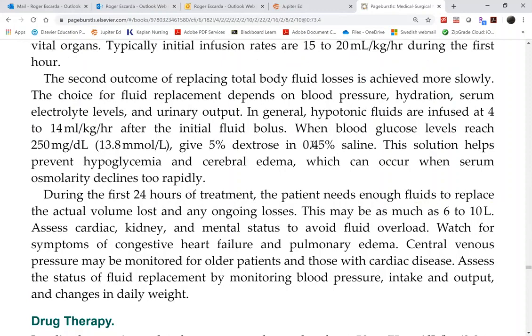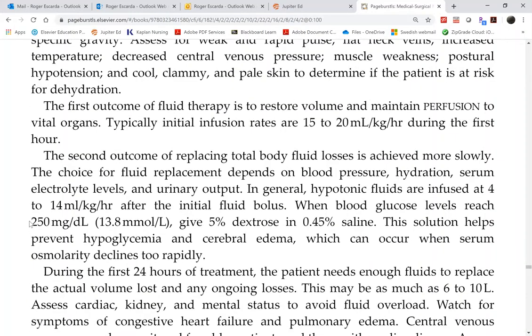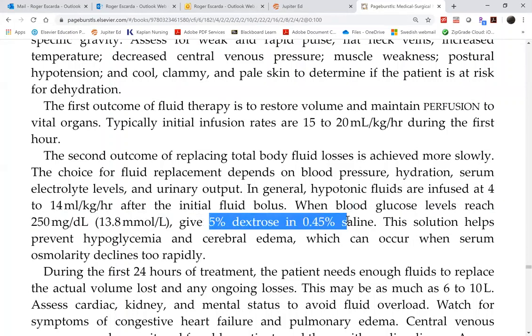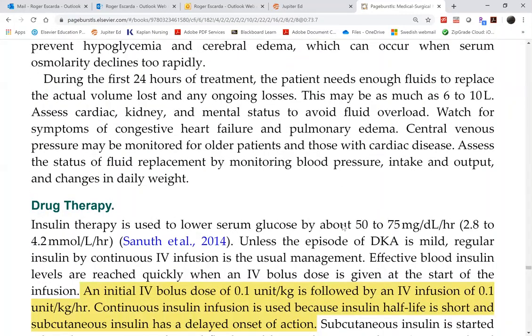And as far as the fluids are concerned, once you hit 250 or less, we change the fluid again. So we switch, this time we give D5 half normal saline. This is done for every single DKA patient. So it's nothing new. You see this once, you see it again the next time, you do exactly the same thing.